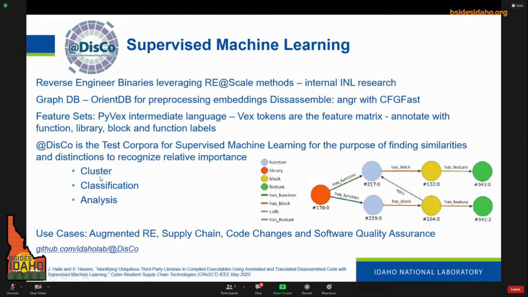Another example of the @DISCO capability: we believe it has use cases for, of course, reverse engineering. It takes it from what could be weeks to a year of effort down to hours to a week. Huge efficiencies there. Also supply chain, where you can see where things have changed in the code, and software quality assurance. We're starting a new project right now that's going to deal with more software quality assurance of code using these processes. Jed Hale and Sage Havens are the ones who created the @DISCO applications, and there's an IEEE paper for that as well.